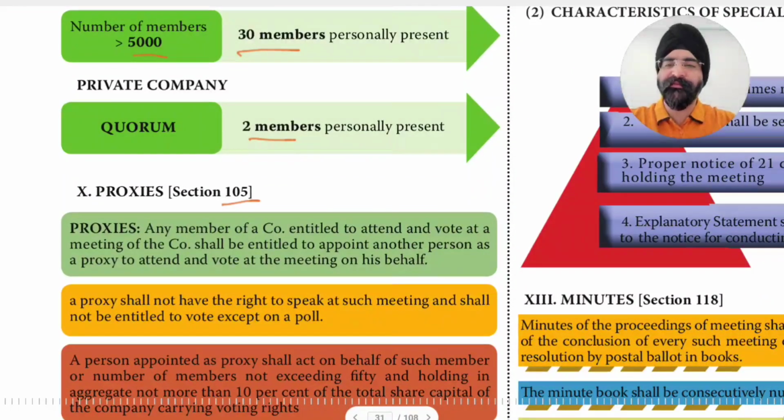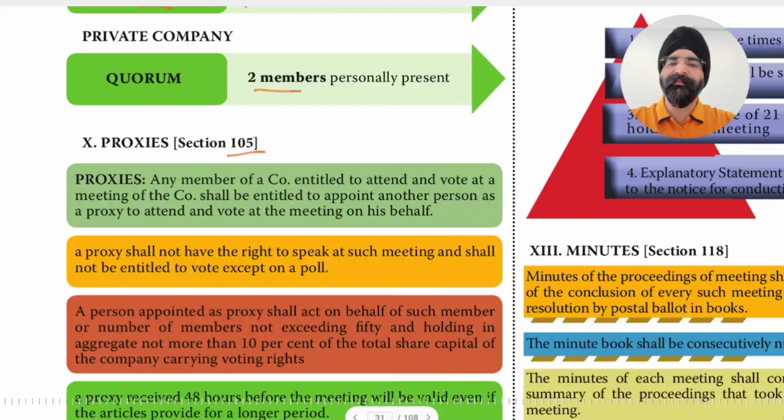Proxies, section 105. Any member of a company entitled to attend and vote at the meeting of the company shall be entitled to appoint another person as a proxy to attend and vote at the meeting on his behalf. So any member who is entitled to attend and vote can appoint someone else to attend and vote as proxy. Proxies cannot vote through show of hands. Proxies can be sent only by those members who are entitled to attend and vote at the meeting.